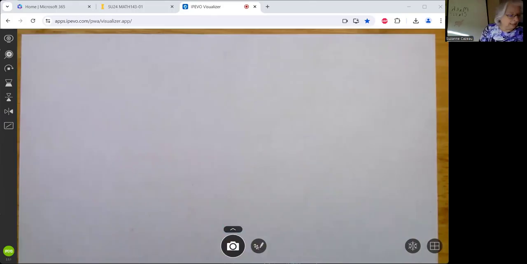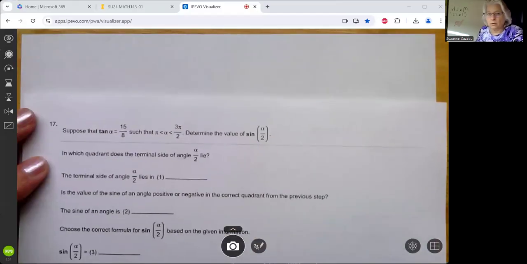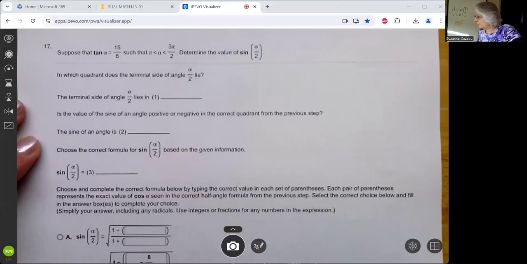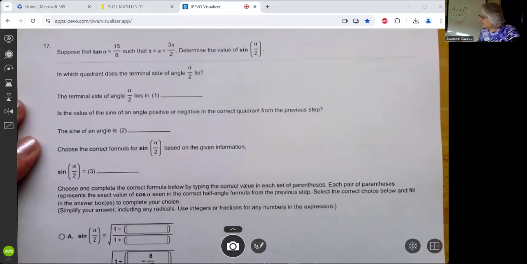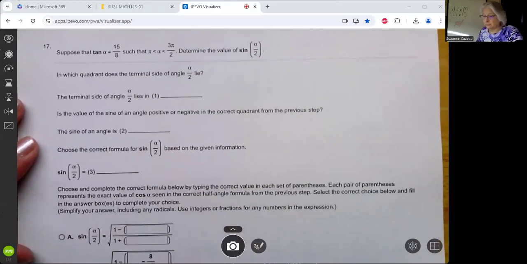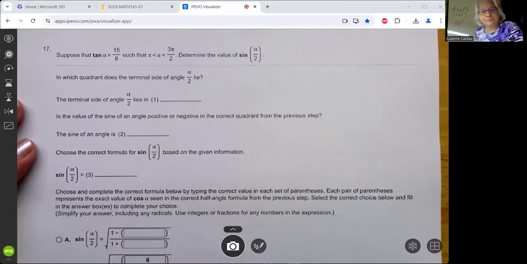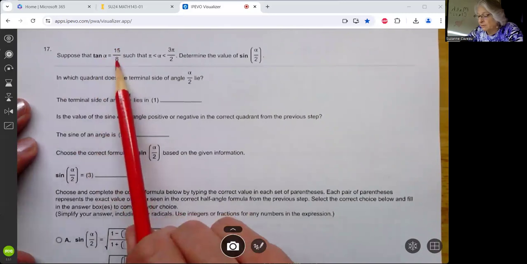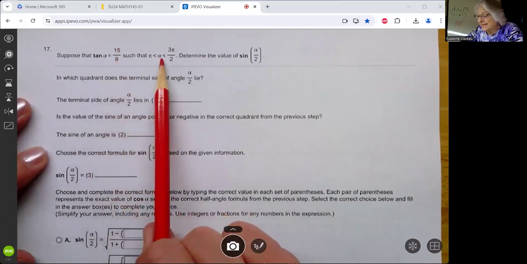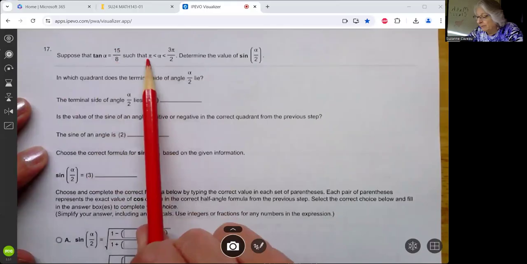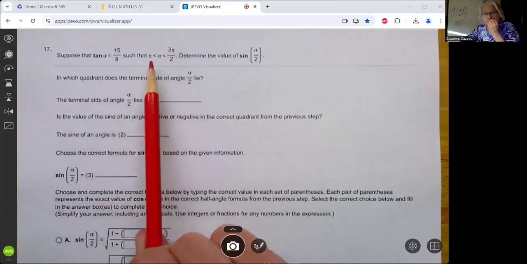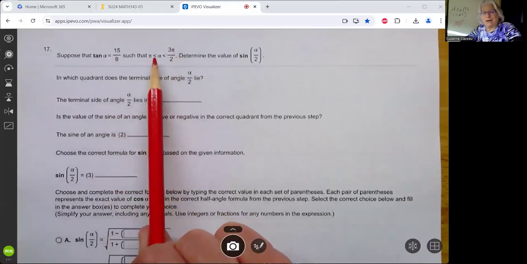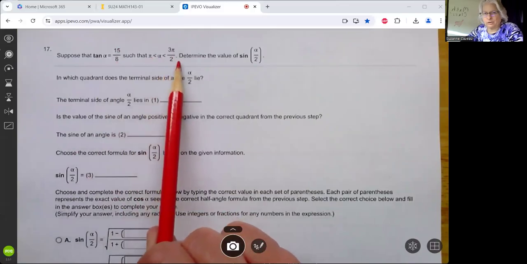Number 17. Are we going down the home stretch? Yeah. Oh, these ones are kind of interesting. They took a whole page for number 17, though. Suppose that tangent of alpha is 15 over 8, such that alpha is between pi and 3 pi over 2. So what does this mean, between pi and 3 pi over 2?